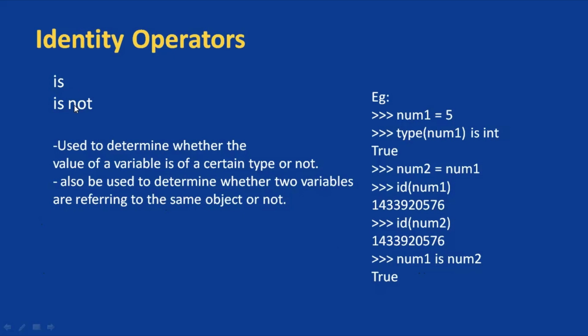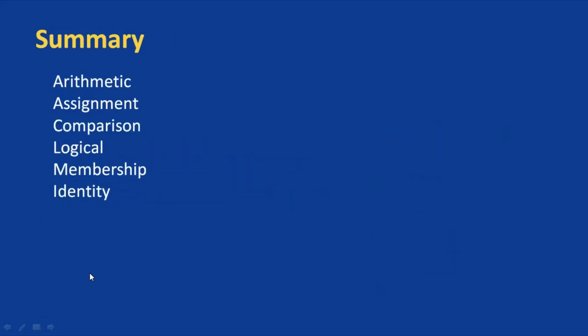Is and is not are the two identity operators we have in Python. Okay. In this class, we have learned arithmetic, assignment, comparison, logical, membership, and identity operators. I hope it's clear. If you have any doubt, please comment in the comment box.